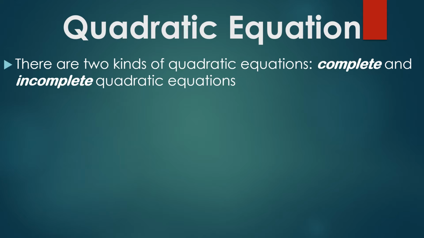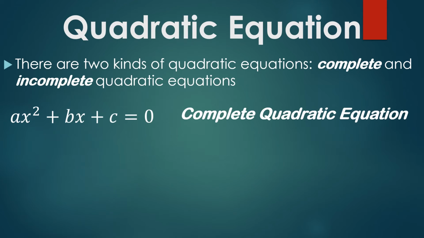There are two kinds of quadratic equations. It is the complete and incomplete quadratic equations. When we say complete quadratic equations, an example of this is ax squared plus bx plus c is equal to 0, in which you can notice that the values of a, b, and c are defined.